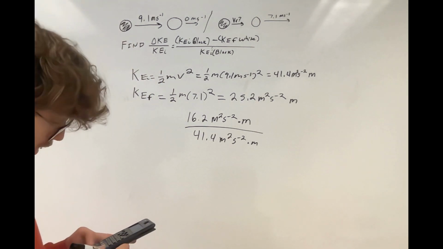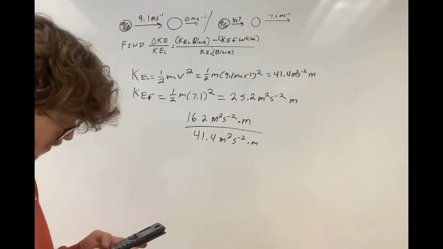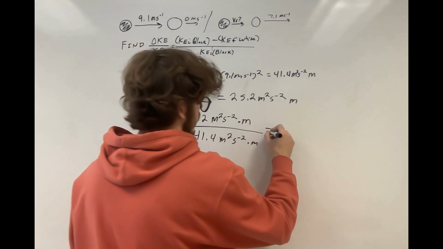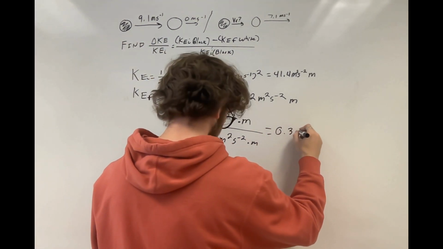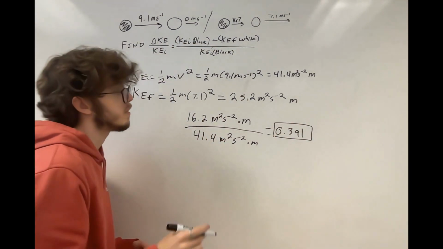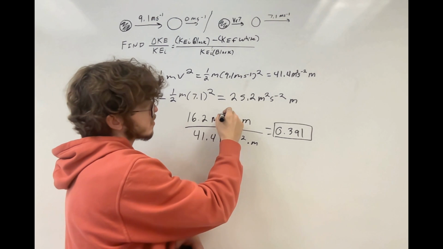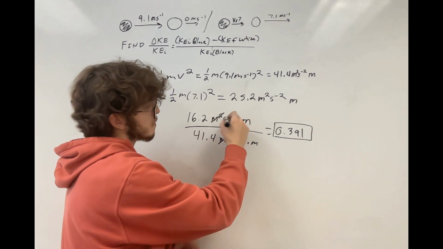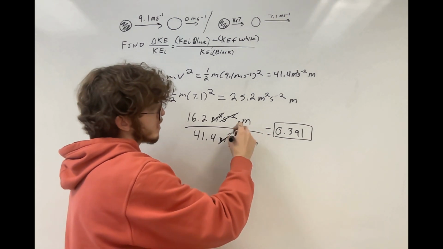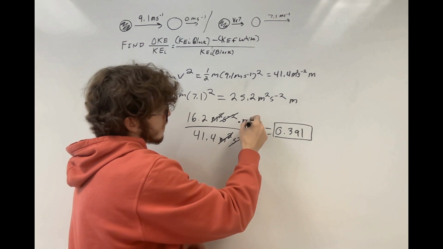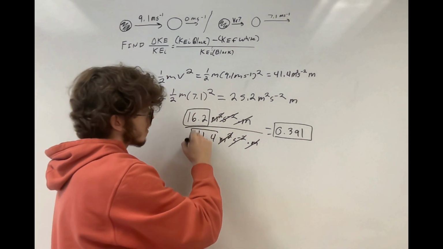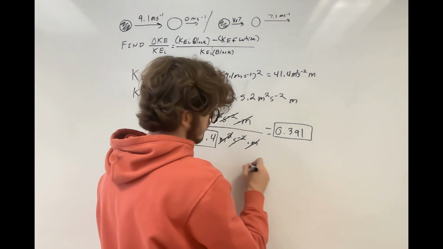And when we do the division, we get 0.391, right? And there's no units. Why are there no units? Well, look, meters squared cancels. Per second squared cancels. Our multiplied factor of the mass cancels. So it's just a relative proportion between the two, and that's what this value represents.